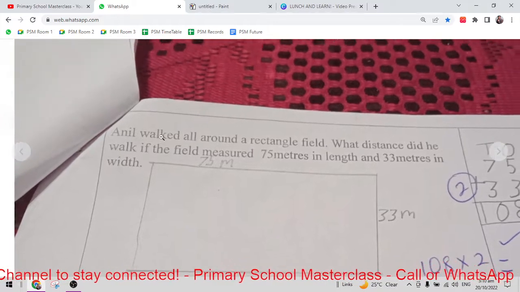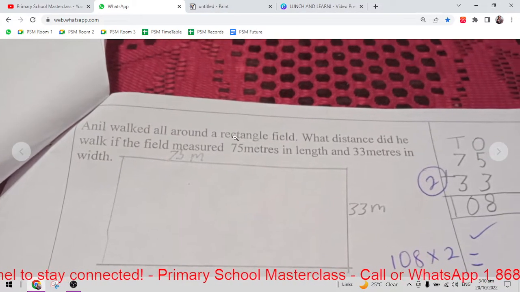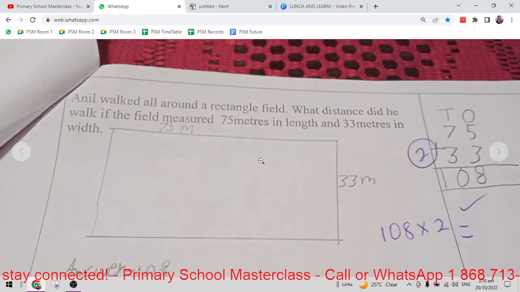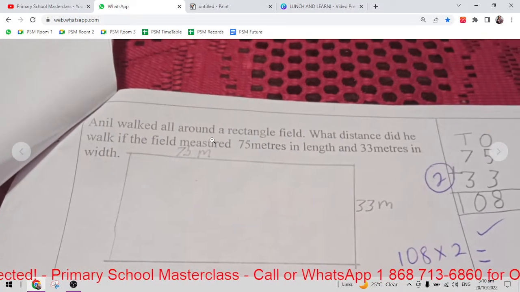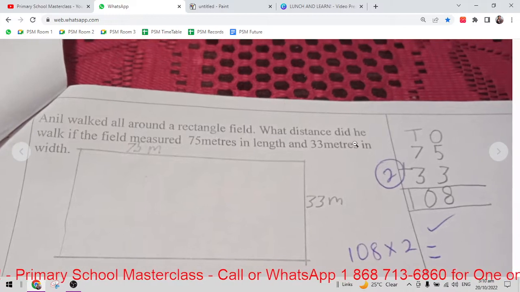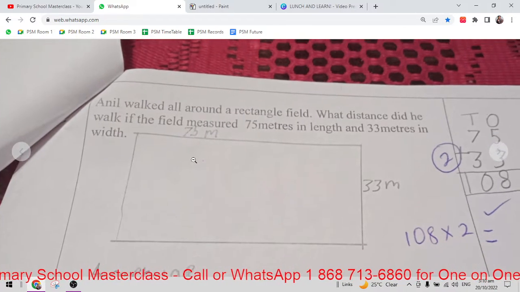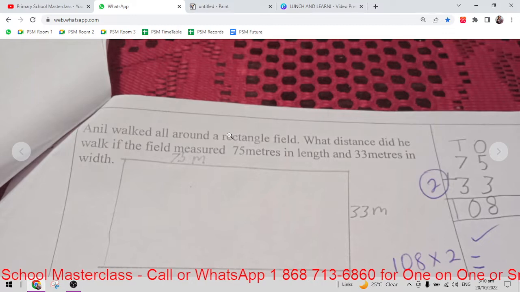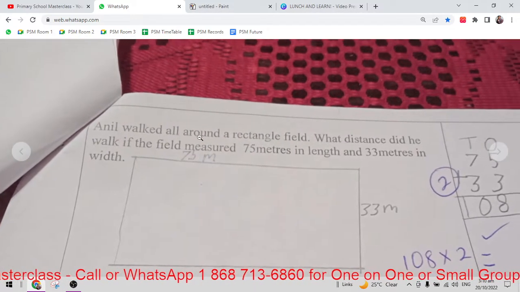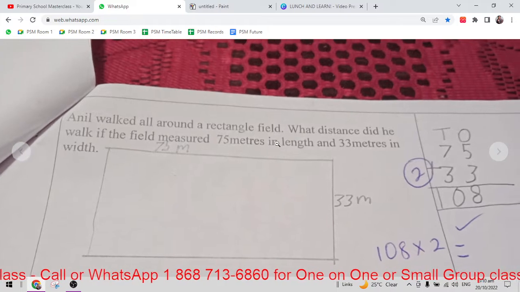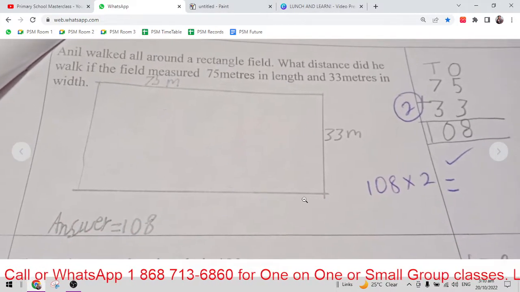It says here, Anil walked all around a rectangular field. Okay, so the drawing is correct. What distance did he walk if the field measured 75 meters in length and 33 meters in width? So let's read that again. Anil walked all around a rectangular field. What distance did he walk if the field measured 75 meters in length and 33 meters in width?